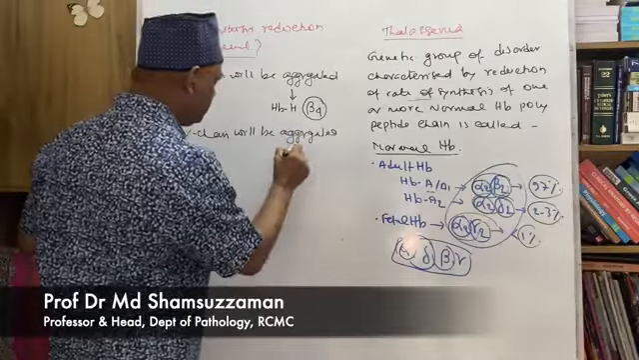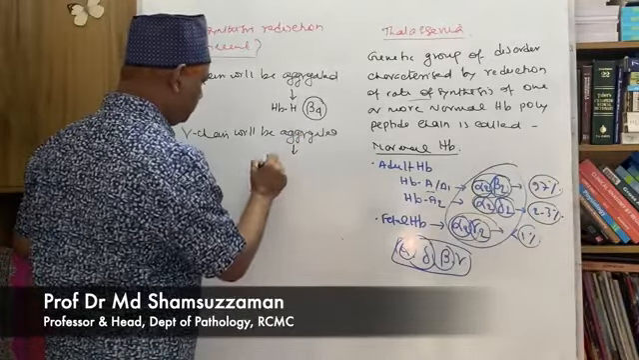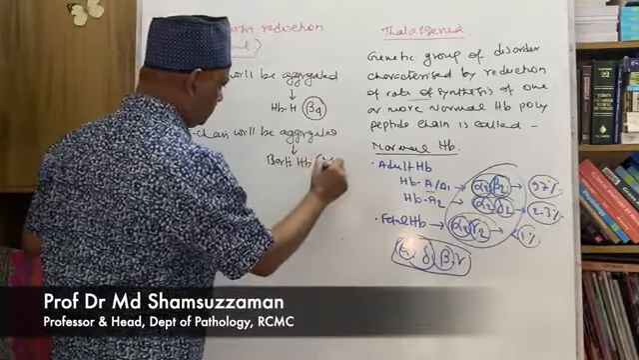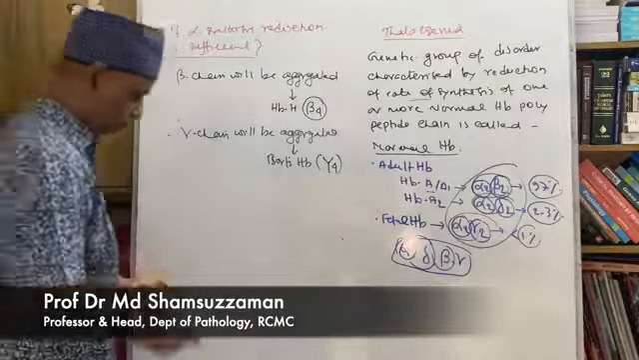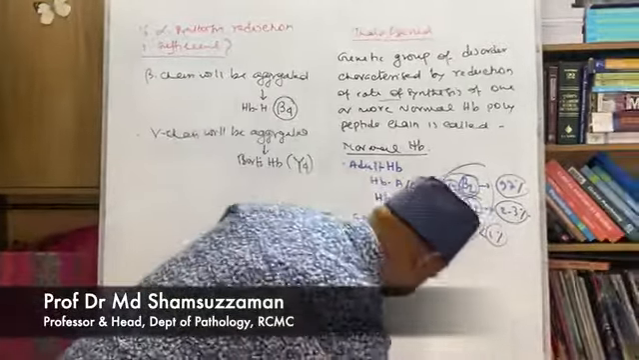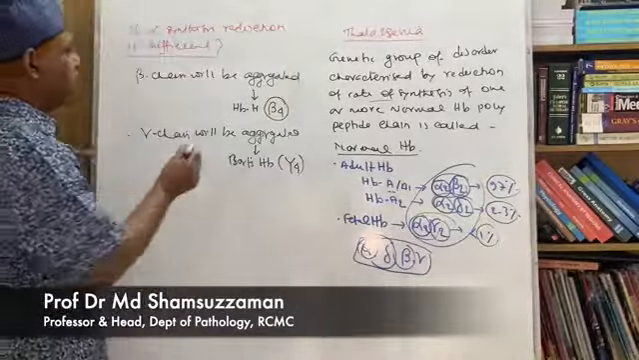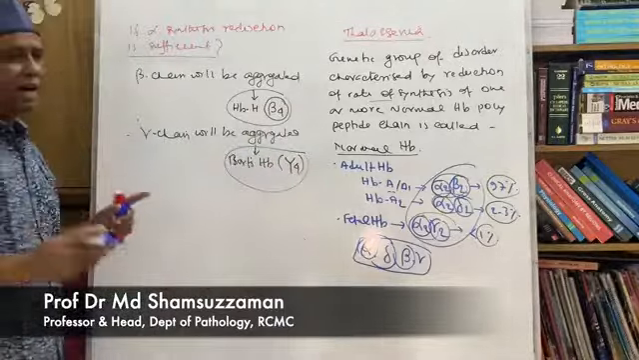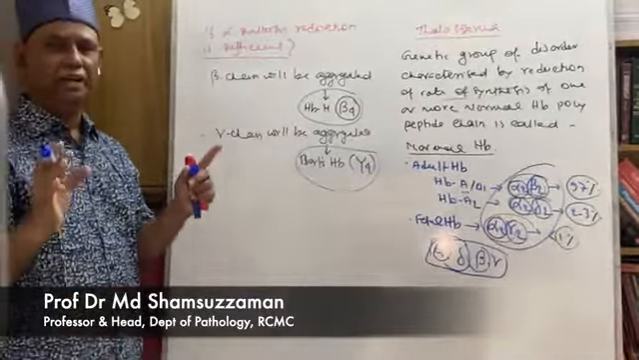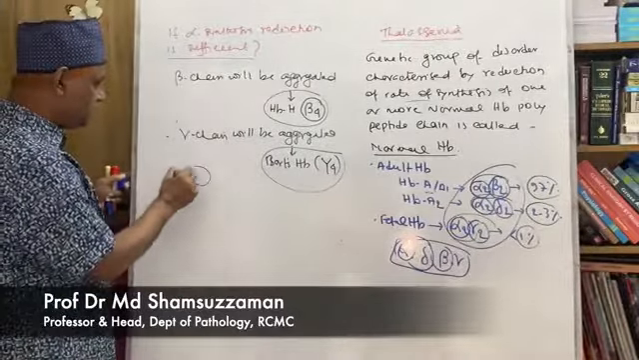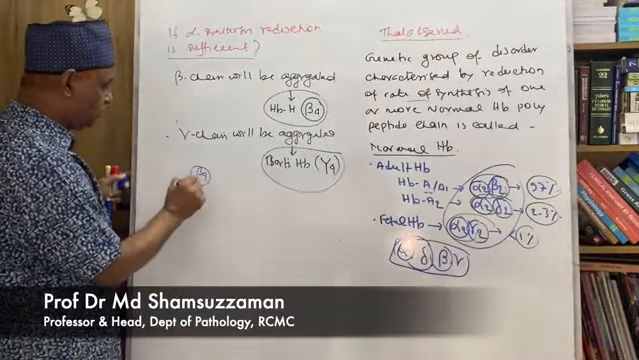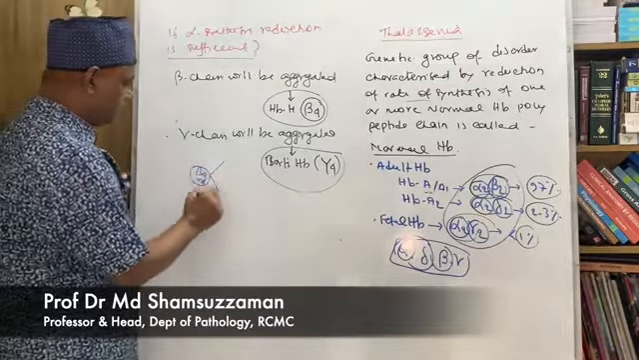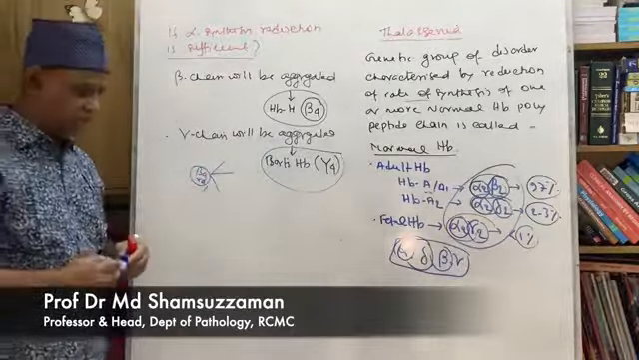This aggregated form is called Bart's hemoglobin. Both hemoglobin H and Bart's hemoglobin are unstable hemoglobins. If within the RBC this unstable hemoglobin, either beta 4 or gamma 4, is present, due to instability of these hemoglobins, the RBC become ruptured or destroyed, and it leads to hemolytic anemia.